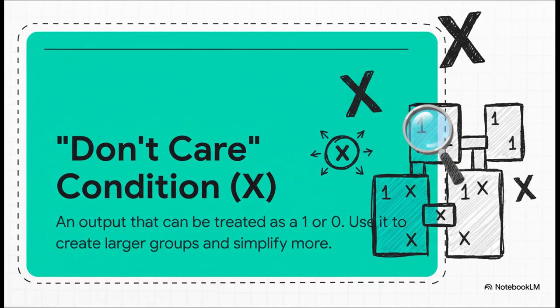This gives us a strategic choice. You can treat an X like a 1 if it helps you draw a bigger rectangle, or you can just ignore it and pretend it's a 0. It's basically a wild card you can use to win the simplification game.